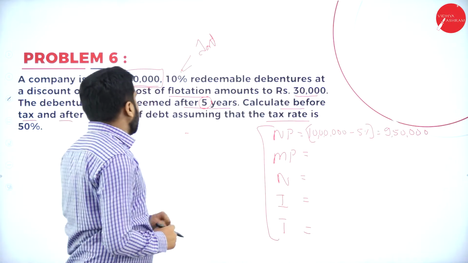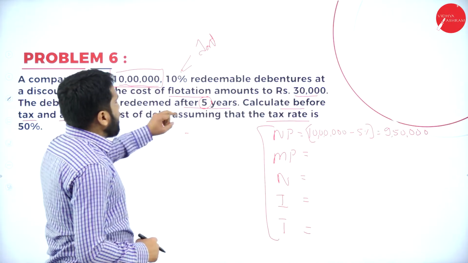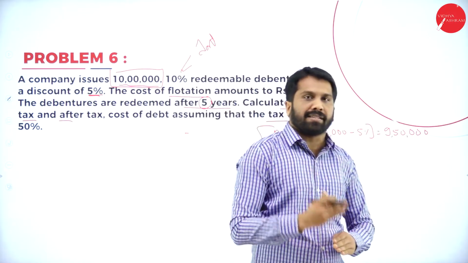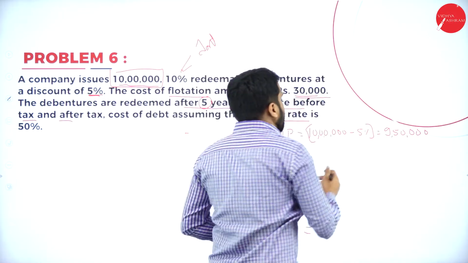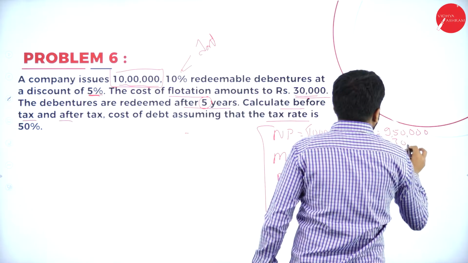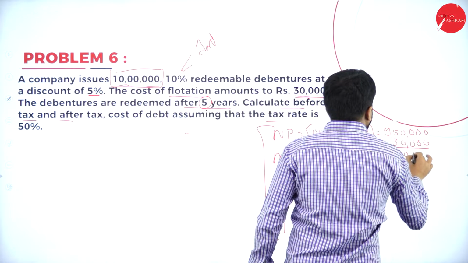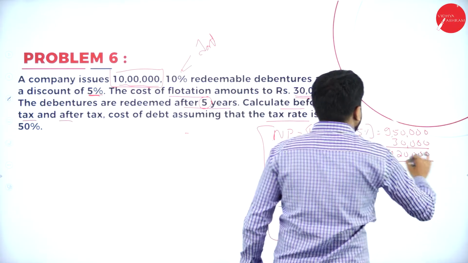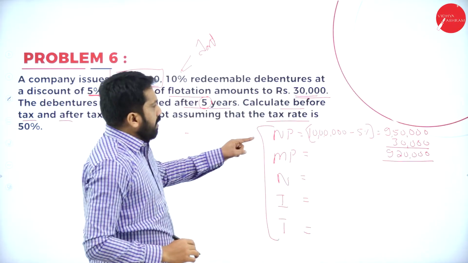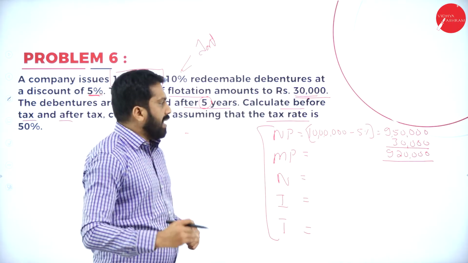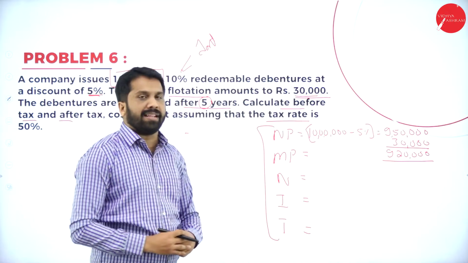Now, along with that, we have a flotation amount of 30,000. Is flotation added or subtracted? It is always minus. Minus 30,000. Your answer is 9,20,000. Any doubt? So 10 lakh minus 5%, you got 9,50,000, minus 30,000, you got 9,20,000.